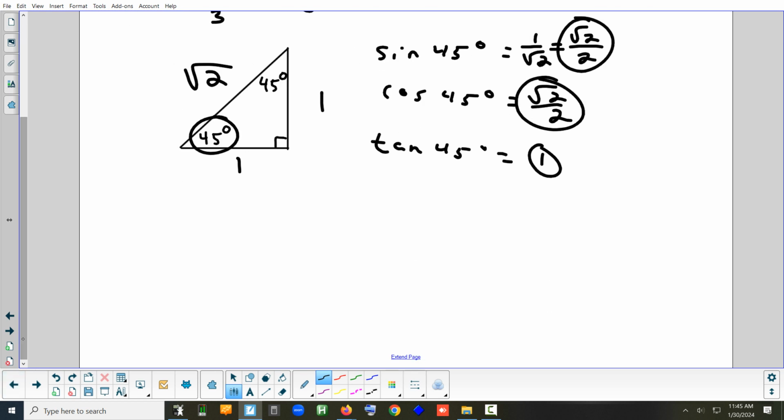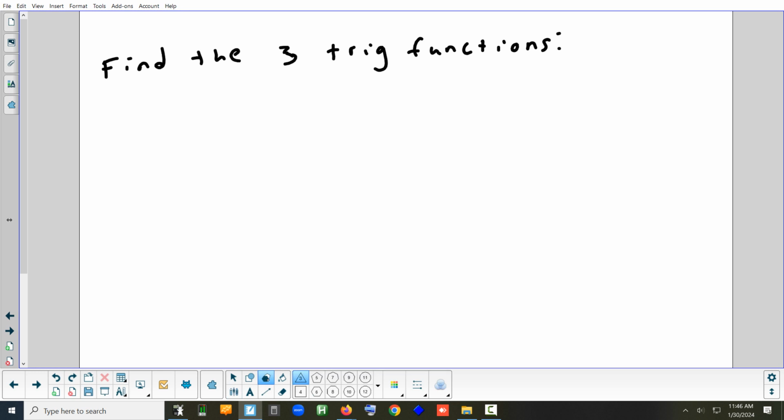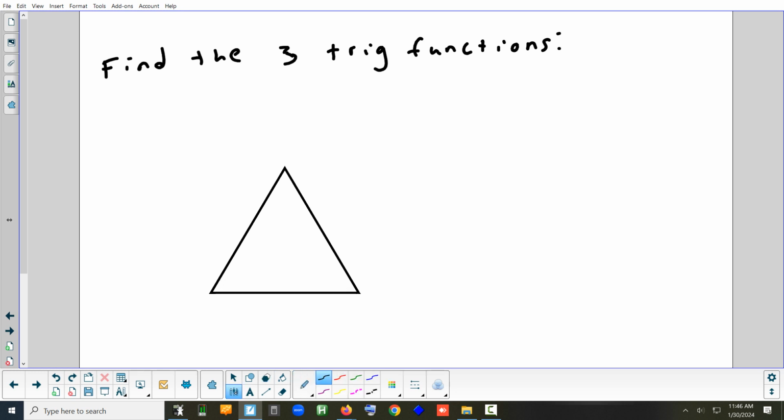Let's try this one. Let's find the 3 trig functions. Okay, when I say 3, I just mean sine, cosine, and tangent. Just those 3. All right, I need a triangle. So I'm going to use that triangle, and I need to give you a question. Find the 3 trig functions of, you want to do 30 or 60? Doesn't really matter. 30. Okay.